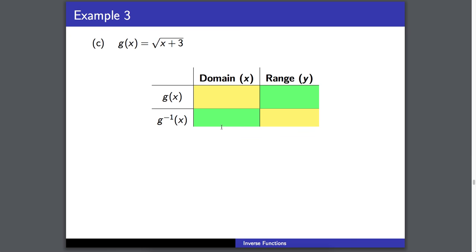All right, part C, we have g of x equals the square root of x plus 3. Now we have an x plus 3 inside of a square root, and because it's inside of a square root, the x plus 3 has to be greater than or equal to 0, which means x has to be greater than or equal to negative 3. In our inverse function, we square and subtract, and we get x squared minus 3. So our original function has a domain where x has to be greater than or equal to negative 3.